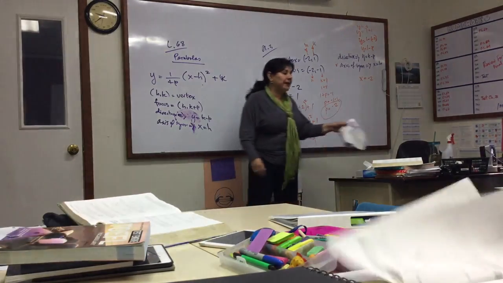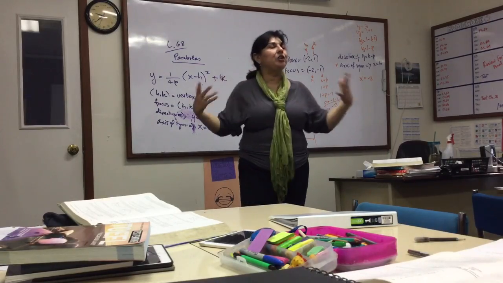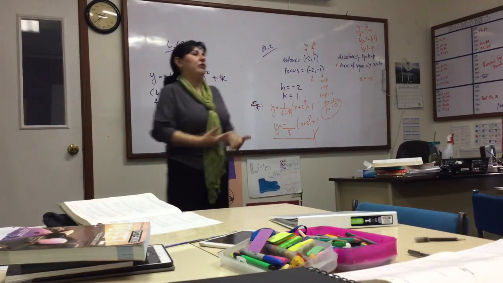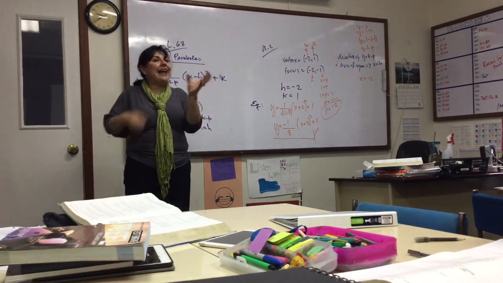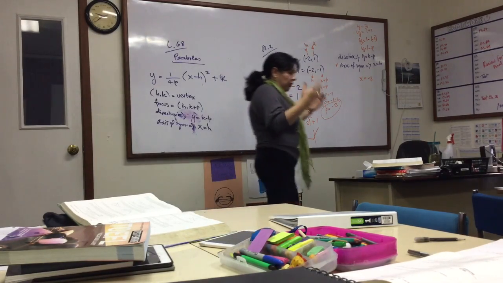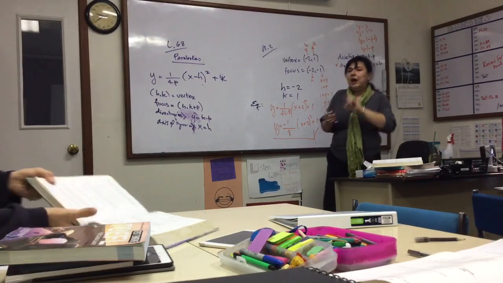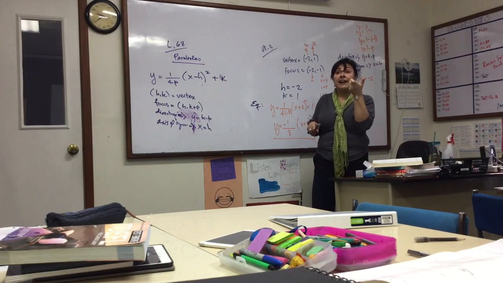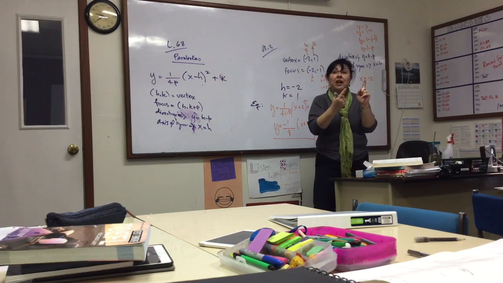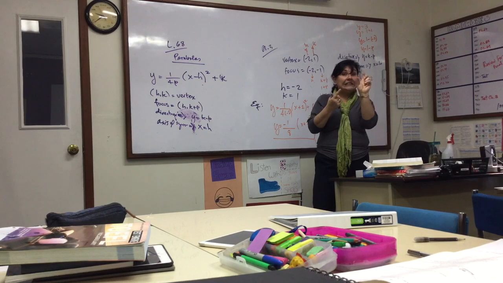It says applications. What is an application? Where do you find parabolas in the real world? Satellites, bridges, satellite dishes. We talked about this when we talked about parabolas the first time. What is a satellite dish? It's a parabola that spins on the vertex. If I make it spin on the vertex, I get a dish.